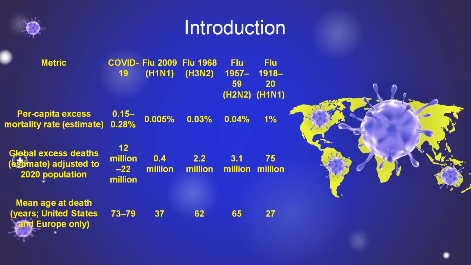Also, the global deaths are considered to be the highest since 1957, ranging between 12 million and 22 million. Still, not compared to the 75. Of course, all the numbers you see are estimated and adjusted to the 2020 population. The mean age of death in COVID-19 ranges between 73 and 79, which indicates that it's most lethal to elderly and immunocompromised individuals.